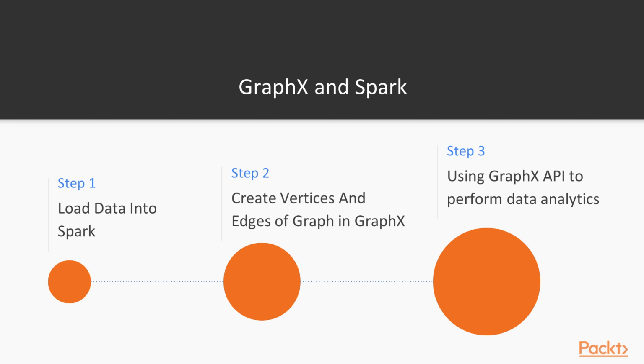In this chapter, we are going to use Scala, Spark, and GraphX to acquire, transform, and then analyze the graph. So the first step will be to load data in Spark. Then we'll create the vertices and edges of the graph in the GraphX library. And then we'll be using the GraphX API to perform data analytics.